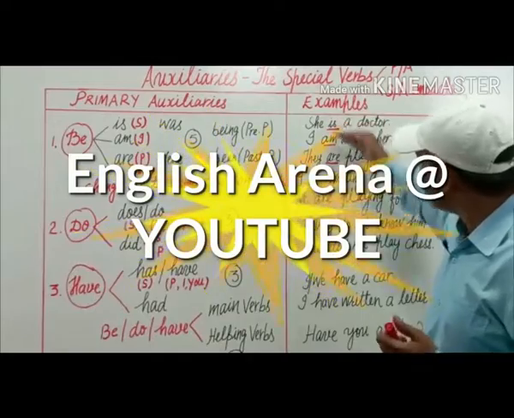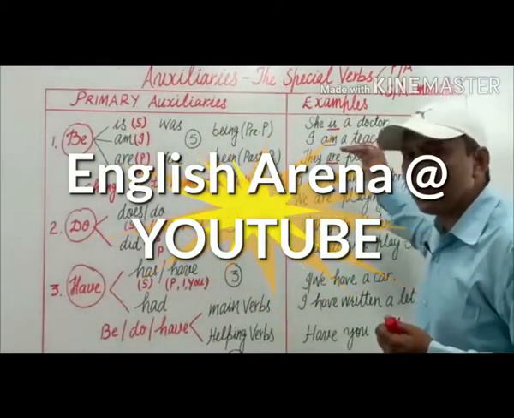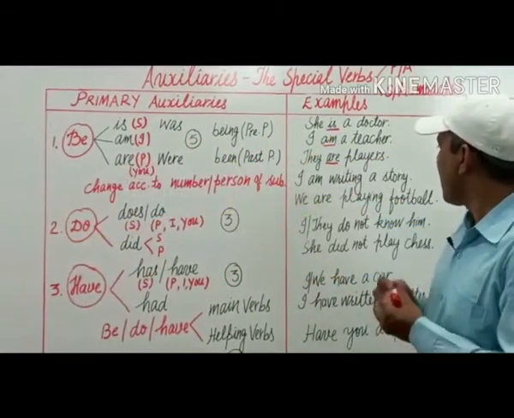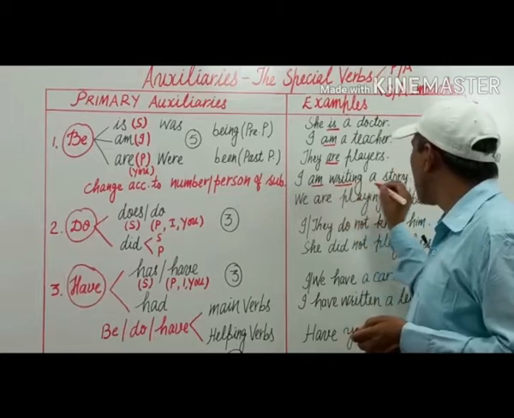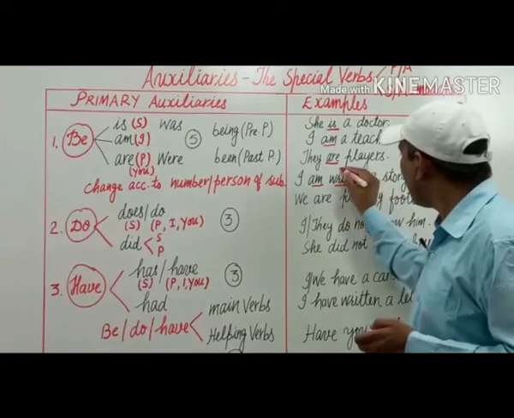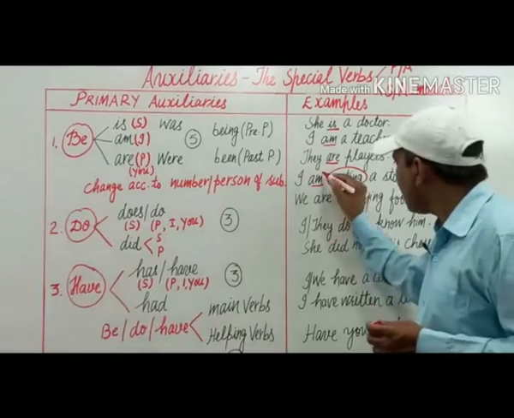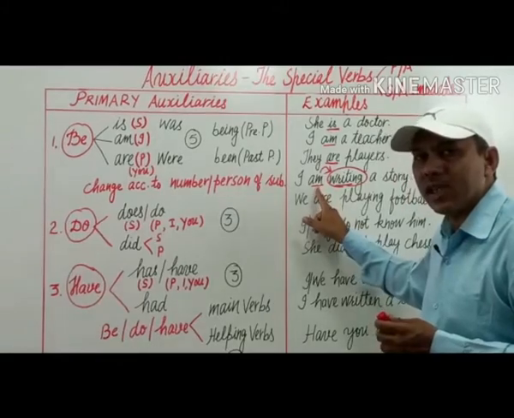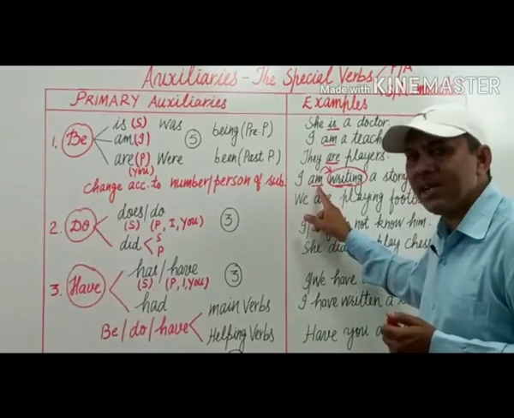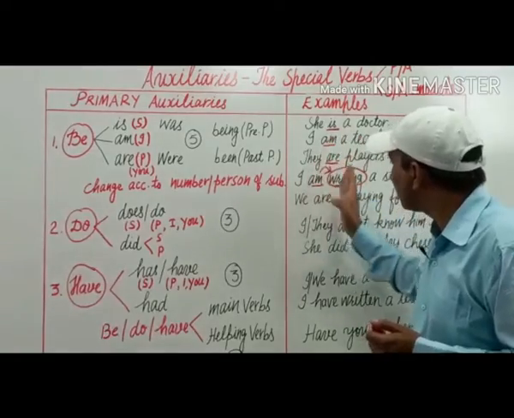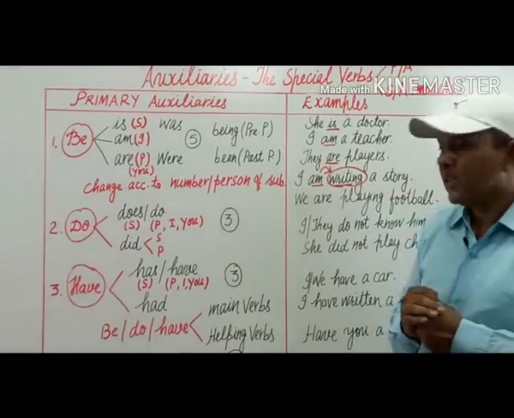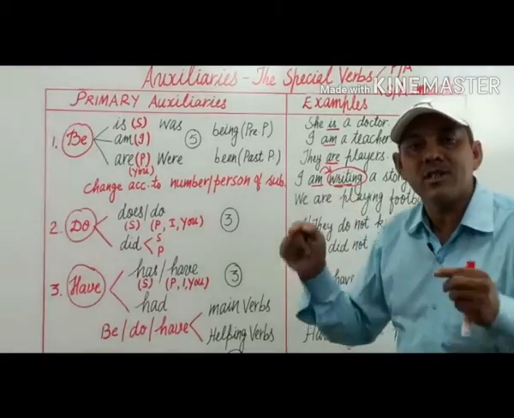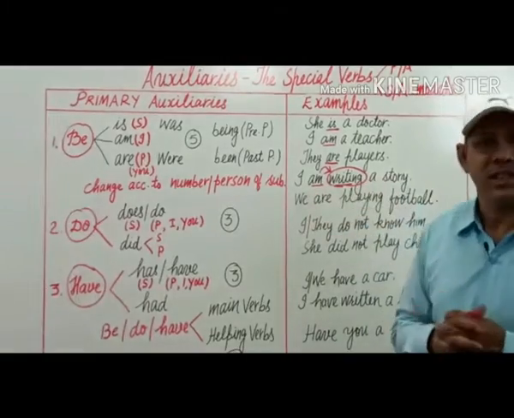But apart from this use, they are used as helping verbs in different sentences. For example, I am writing a story. Here, this is the main verb, writing. And this am is helping this main verb. That's why this helping verb, this form of be or this primary auxiliary, is placed before this main verb to make the sentence into present continuous tense. I am writing a story.